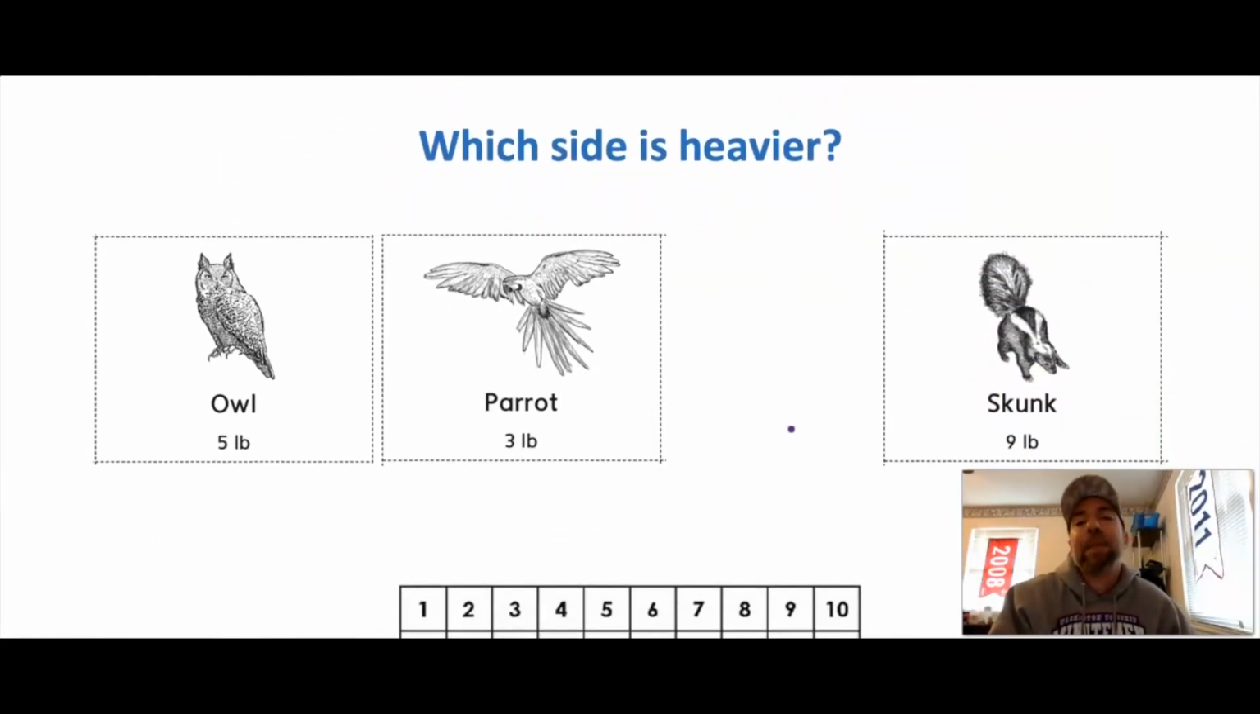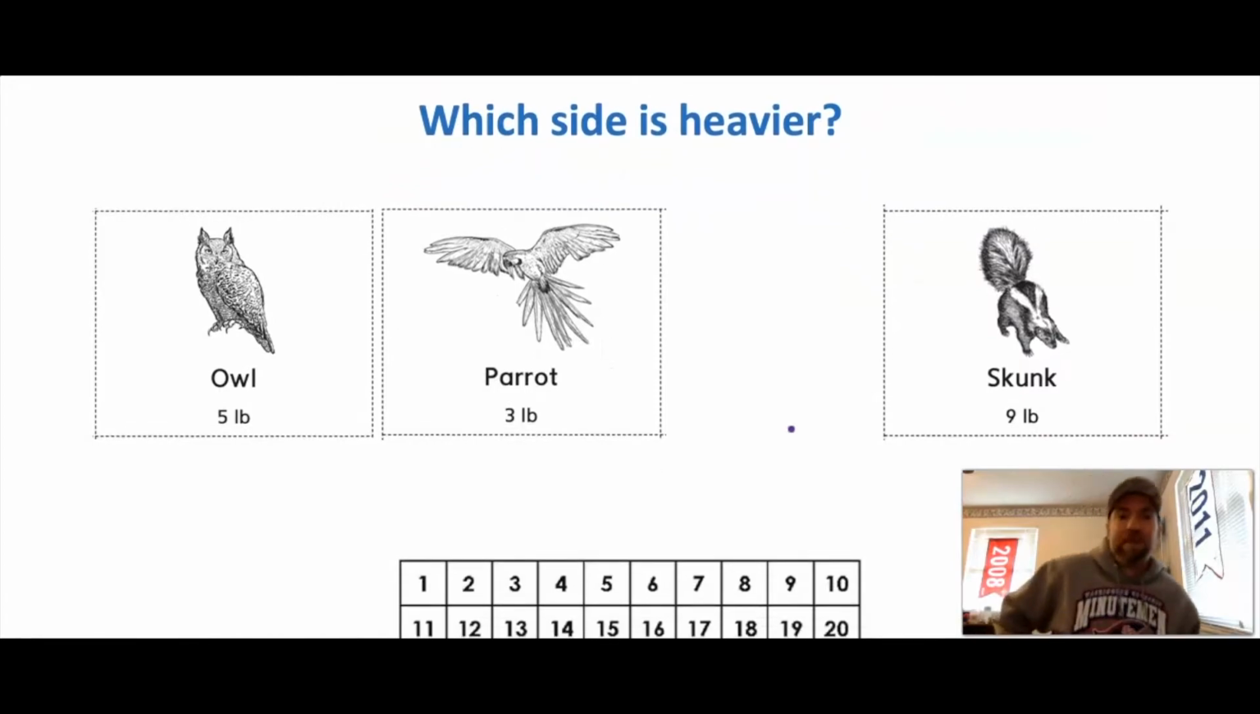This time, I have 2 animals on one side and 1 animal on the other side. And I could even make up a little story about this. The zookeeper put a skunk in one cage. In the other cage, the zookeeper put an owl and a parrot. Which cage is heavier? Well, let's see.